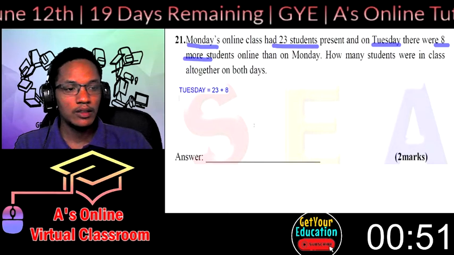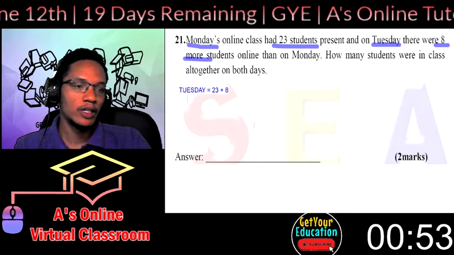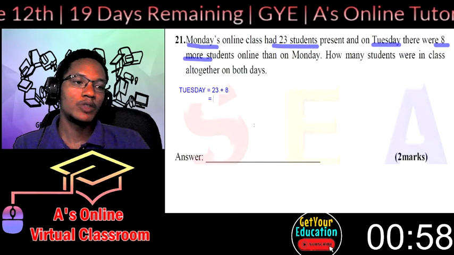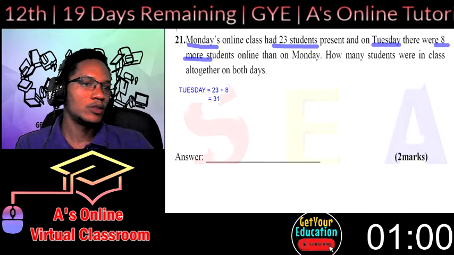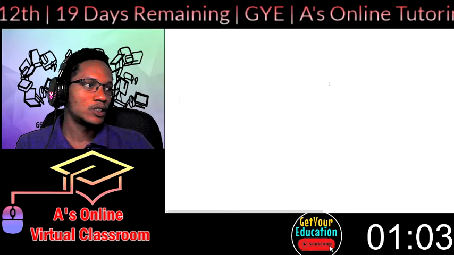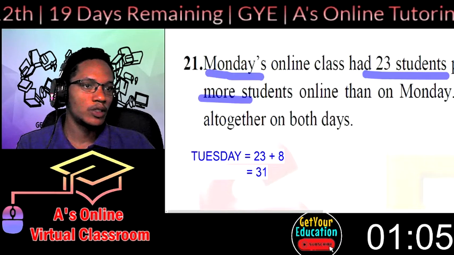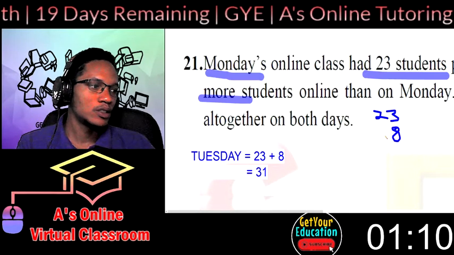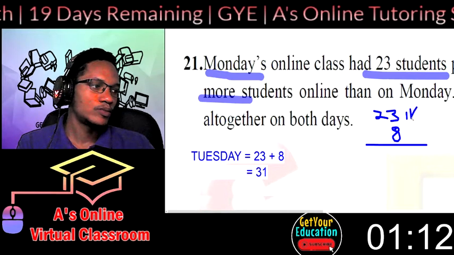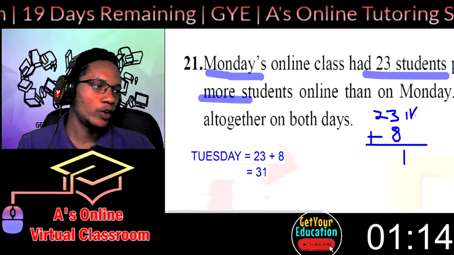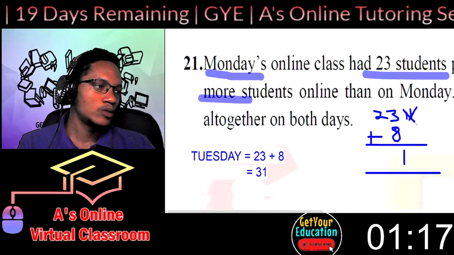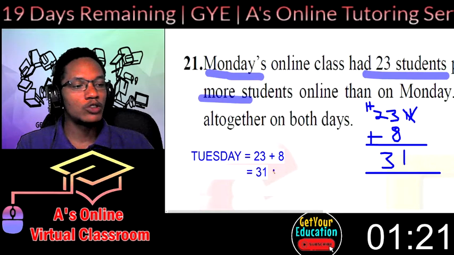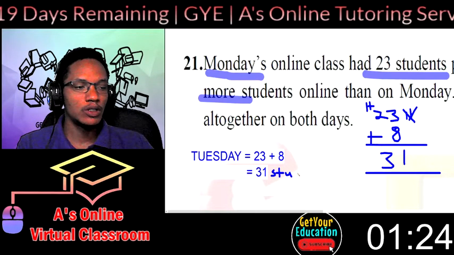And when we add that, we're going to get 23 plus 8. I think that will give us 31. Let's just get a little zoom going here so we can see what's happening. We could add that right here. 23 plus 8. 8 plus 3 is 11. Bring down the 1. And then this 1 will add to the 2, giving us 3. So there were 31 students on Tuesday.